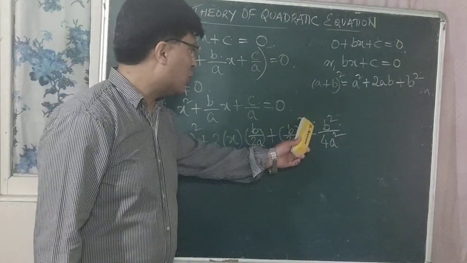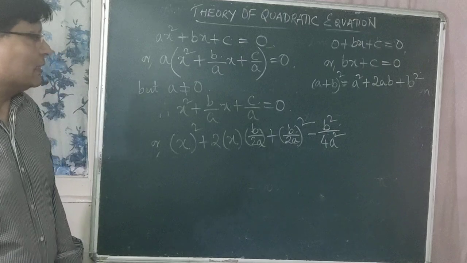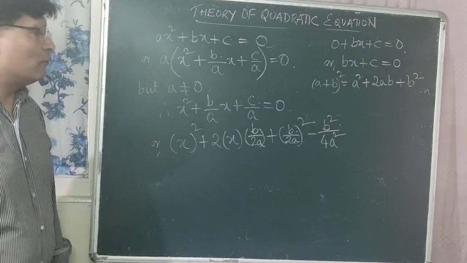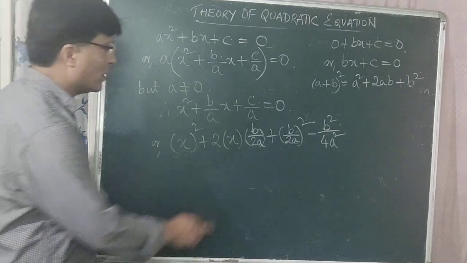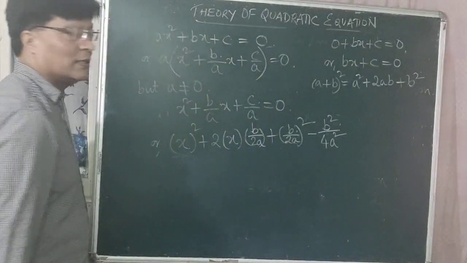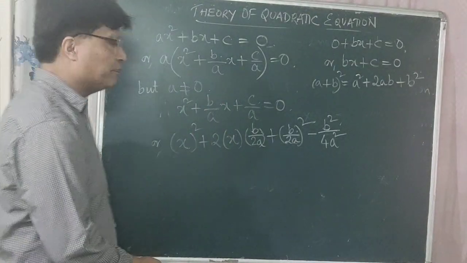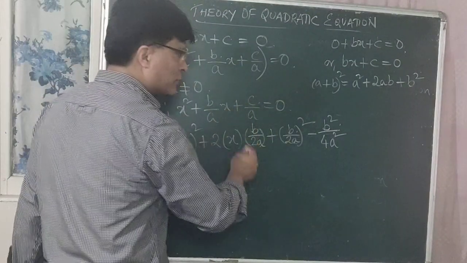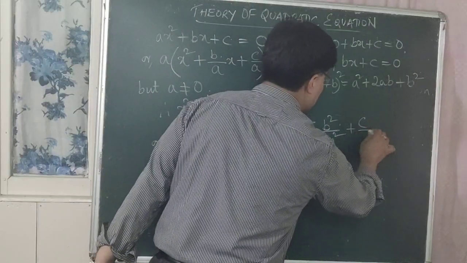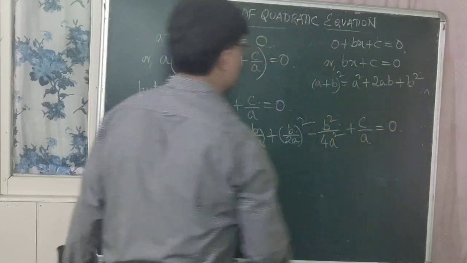b by 2a whole square is how much? Minus b square upon 4a square. This square is for both numerator as well as denominator. Now, there is plus c upon a, which is equal to 0.